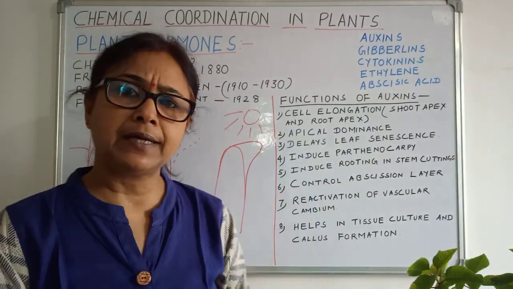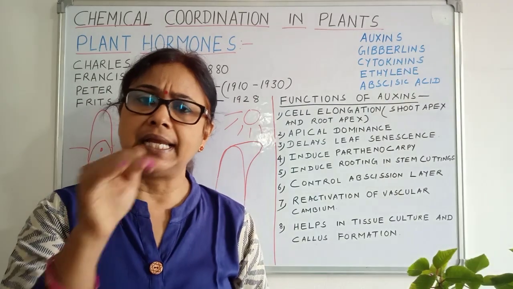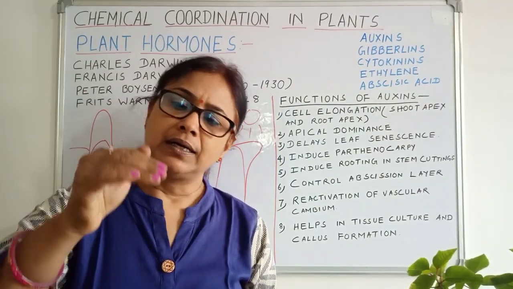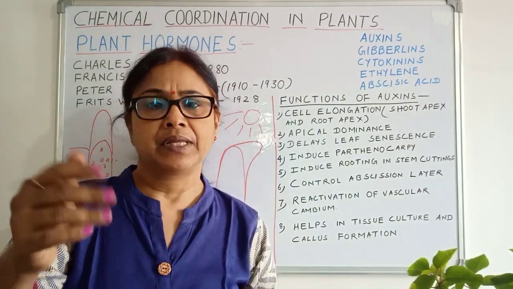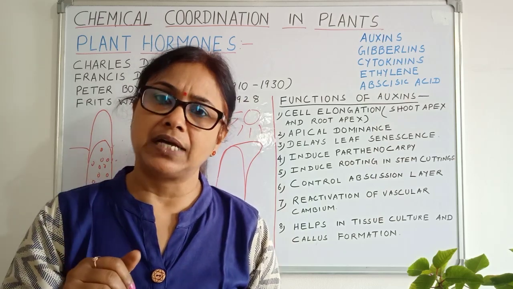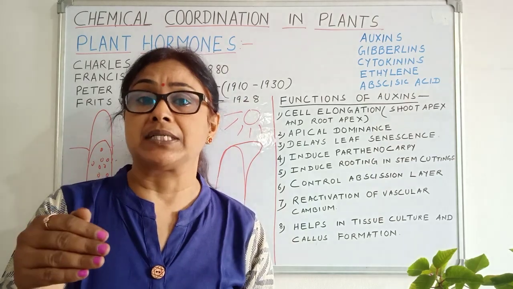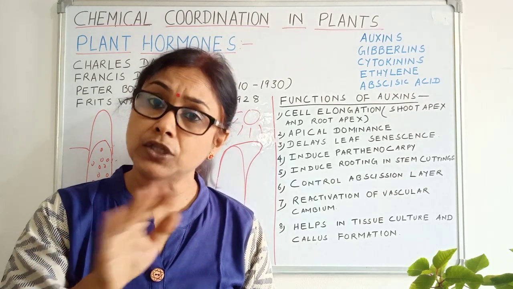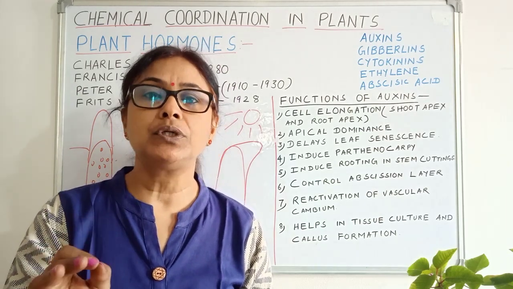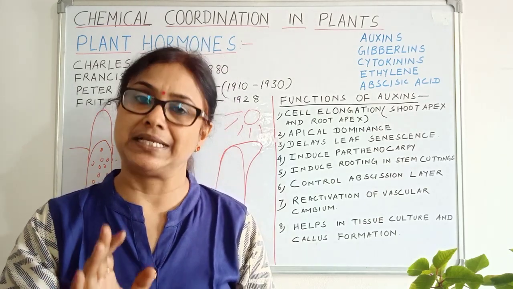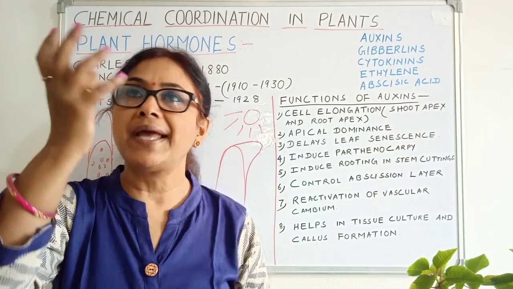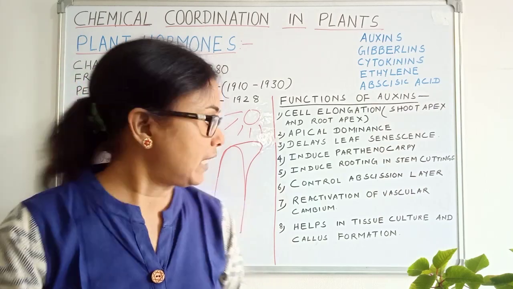Controls the abscission layer. The abscission layer is a layer which is formed just at the end of the petiole in the leaves or in the pedicel of the flowers and fruits. So it inhibits the formation. So when the abscission layer is not formed, it reduces the fruit drop, flower drop, leaf drop, etc. So flowers and fruits remain attached to the plants for a longer time.